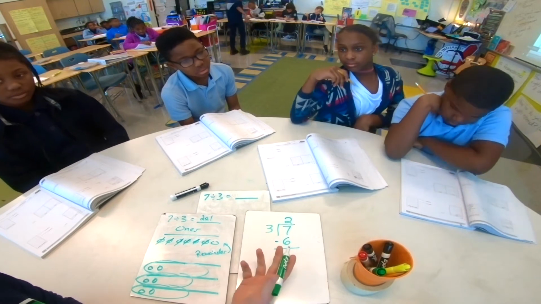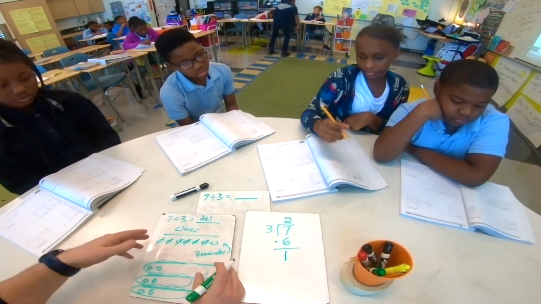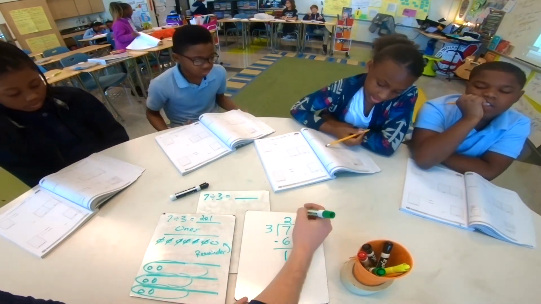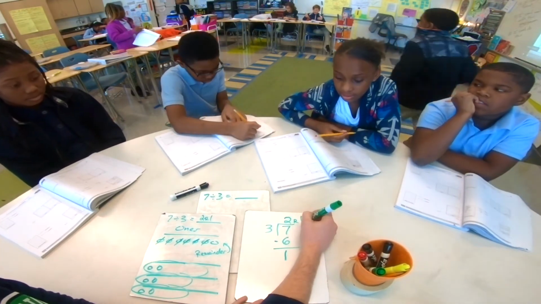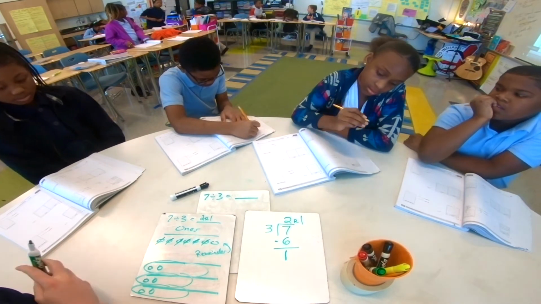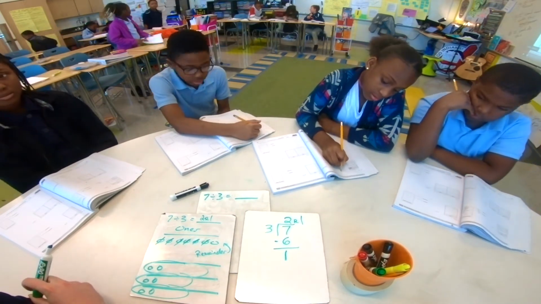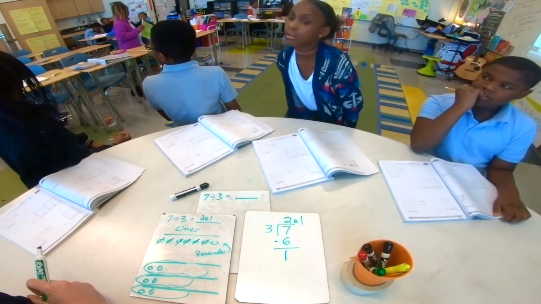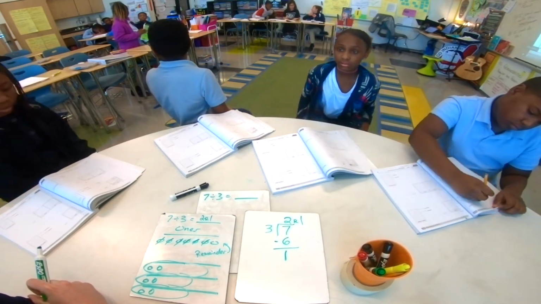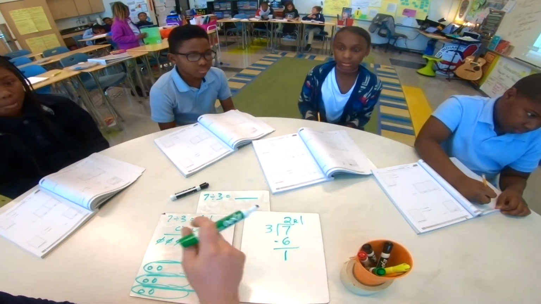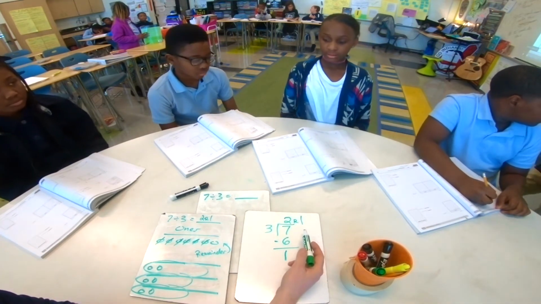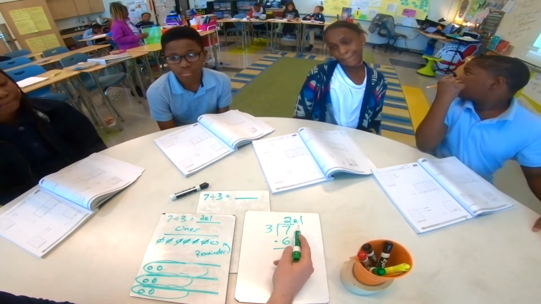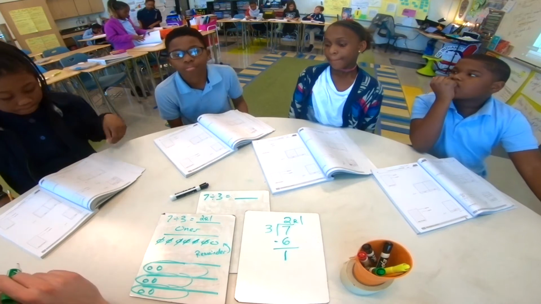All right, so now what's our remainder? 1. Okay, don't we have a 1 remainder in our place value chart? Yes. All right, so this remainder, mark it up here at the top. I'm going to mark it at the top. Do you see that? All right. So, here's the thing. We always put our remainder at the top.